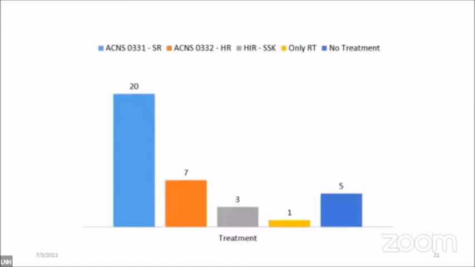20 were treated with the ACNS protocol for chemotherapy, and 7 with the other ACNS protocol. These are the 2 trials on which they were treated. 3 had no treatment, 1 only had radiation therapy, and 5 didn't opt for any treatment. Over here, because the treatments are costly, at times the patient's family doesn't opt for the treatment.